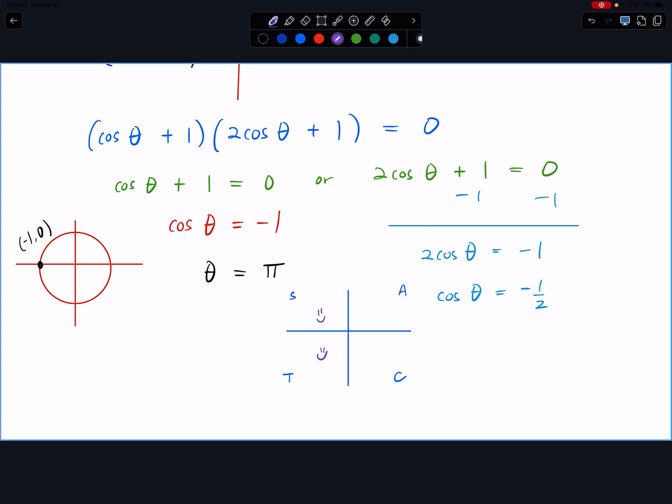So what value in quadrant 1 gives me theta is equal to 1/2 for cosine? Pi over 3. So what is the pi over 3 that's in this quadrant? How many? 2 pi over 3. So theta is equal to 2 pi over 3 or 4 pi over 3. Good job, guys.